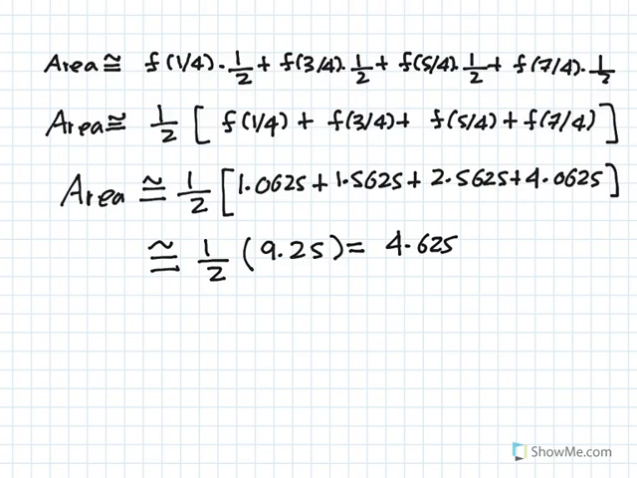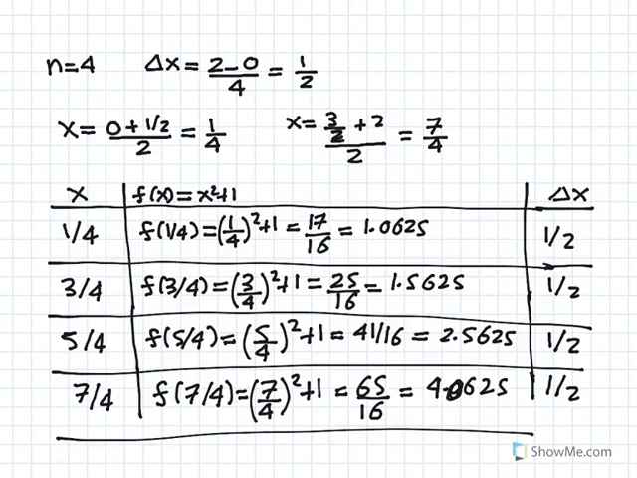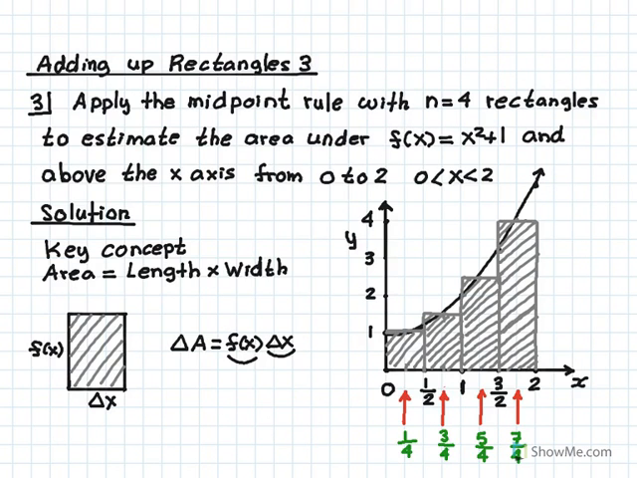So we've approximated the area below the function f of x equals x squared plus 1 and above the x-axis to be 4.625, applying the midpoint rule with n equals 4 rectangles. If we go back to the drawing on page 1, you will see that the midpoint rule is actually better than the right-hand rule or the left-hand rule, because the part of a rectangle that's above the curve balances out the part of the rectangle that's below the curve. So it is a better estimate of the area under the curve.